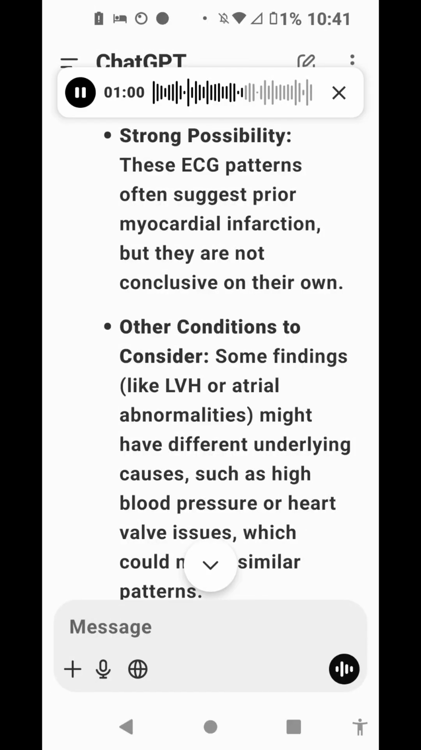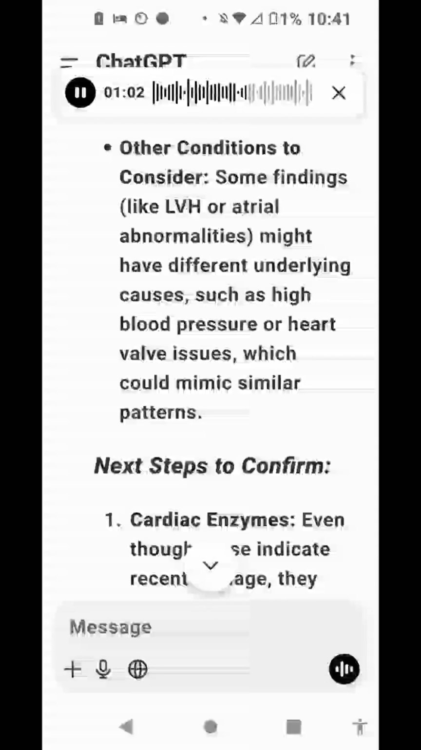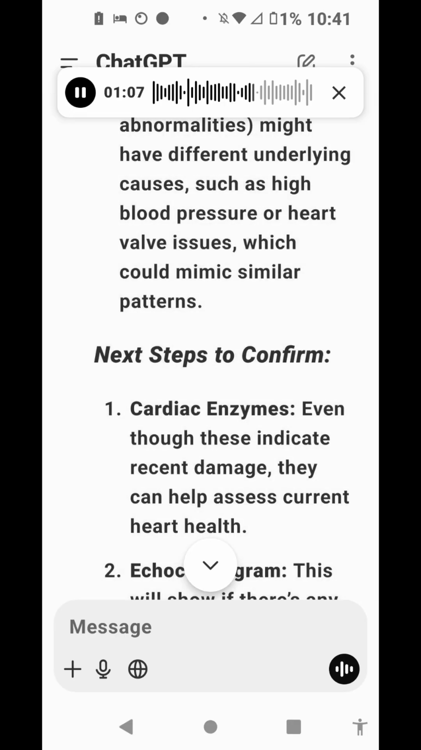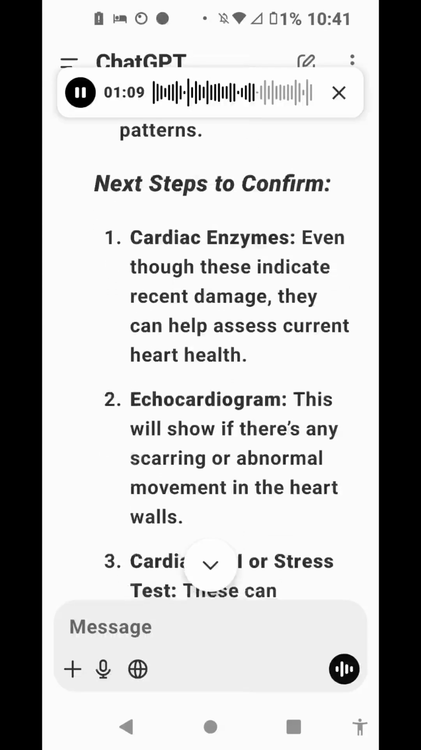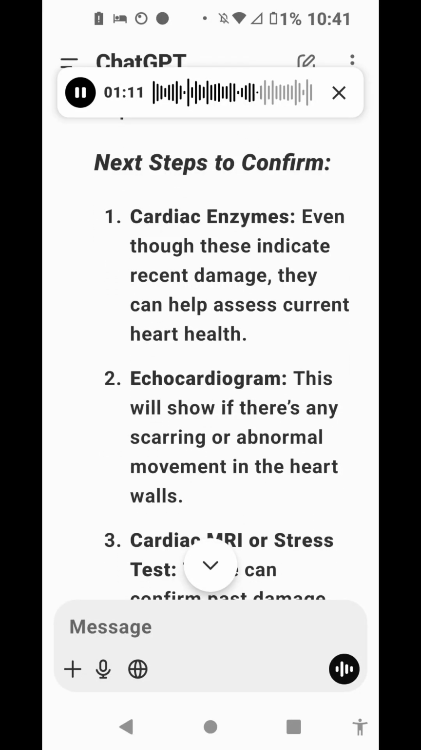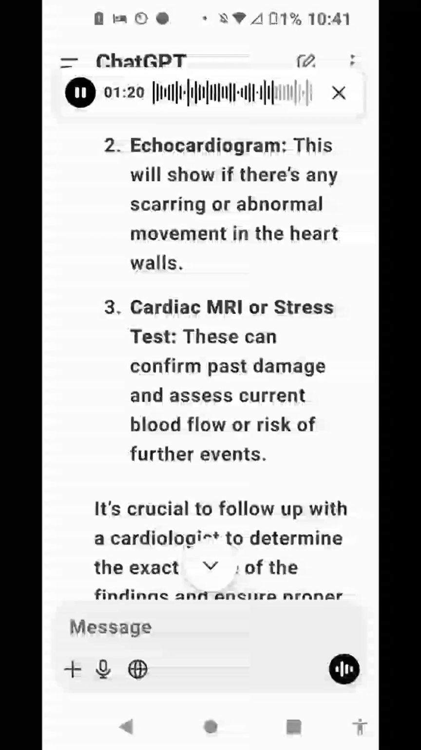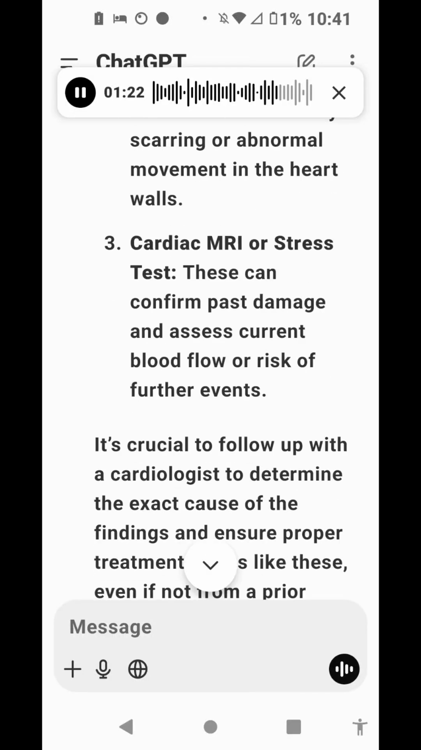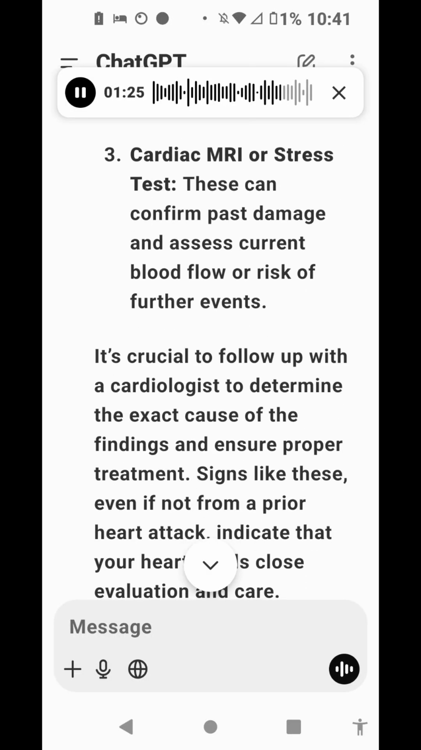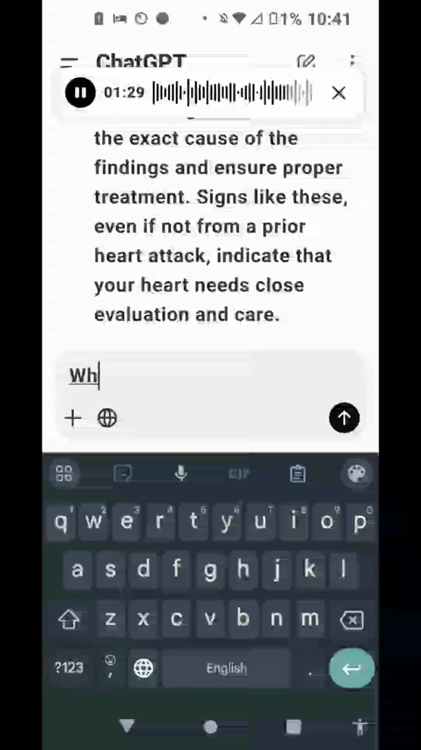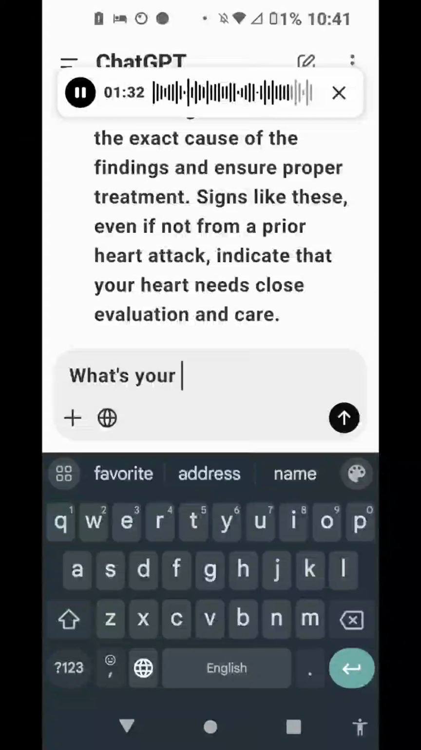Other conditions to consider. Some findings, like LVH or atrial abnormalities, might have different underlying causes, such as high blood pressure or heart valve issues, which could mimic similar patterns. Next steps to confirm. 1. Cardiac enzymes. Even though these indicate recent damage, they can help assess current heart health. 2. Echocardiogram. This will show if there's any scarring or abnormal movement in the heart walls. 3. Cardiac MRI or stress test. These can confirm past damage and assess current blood flow or risk of further events.